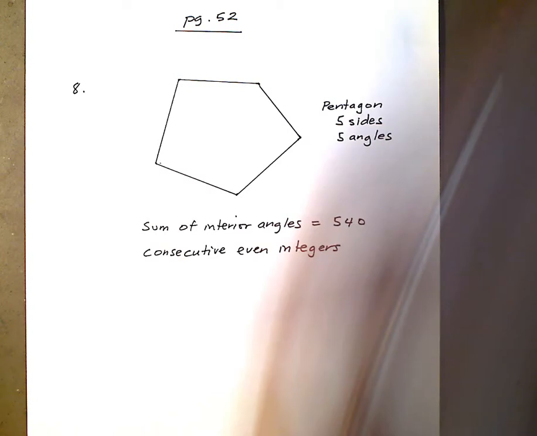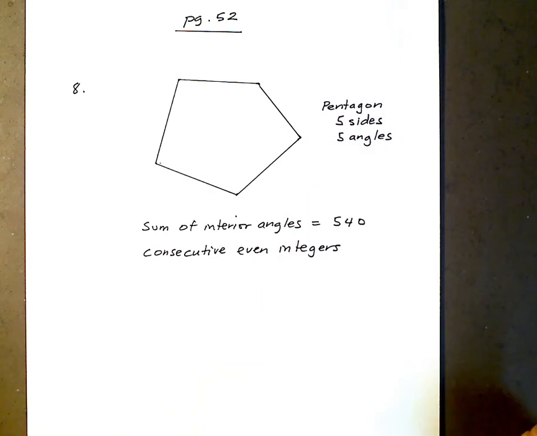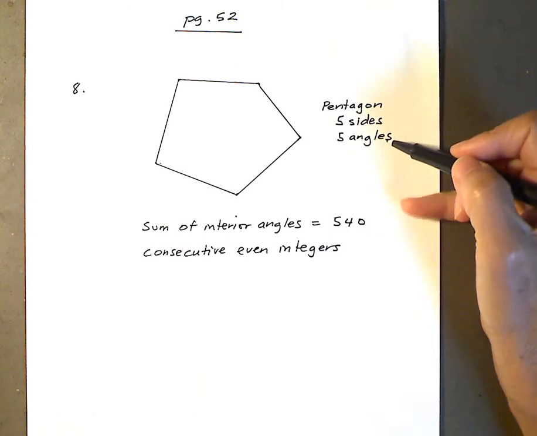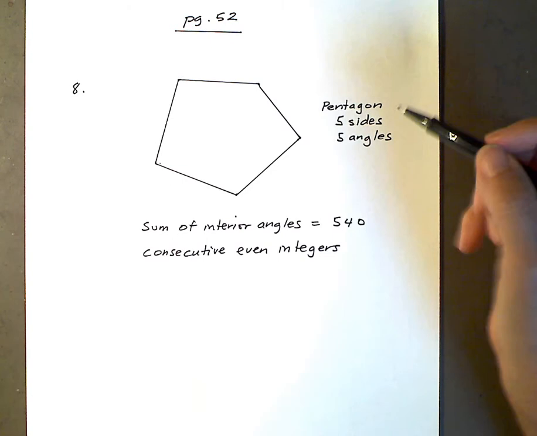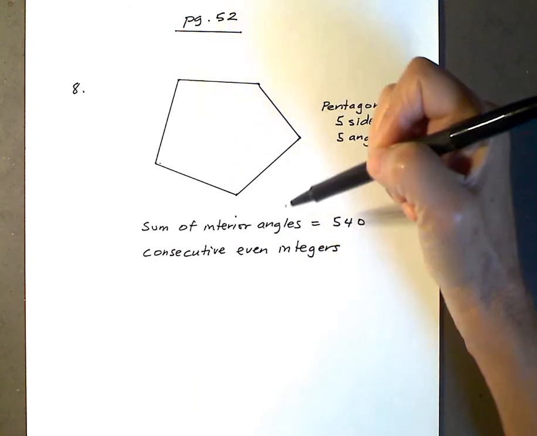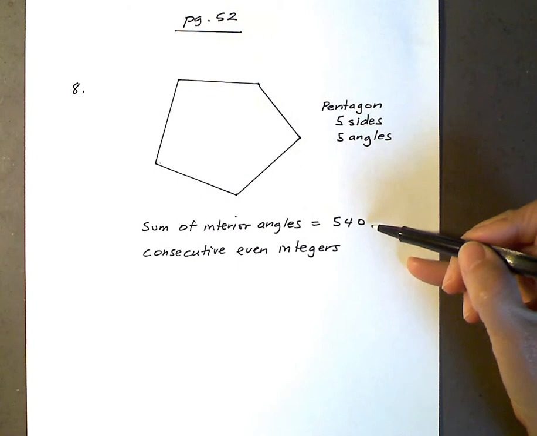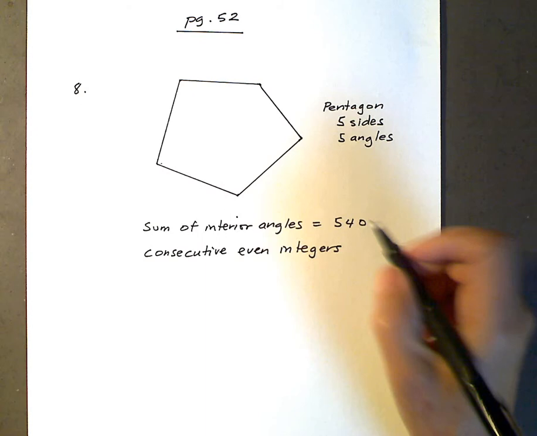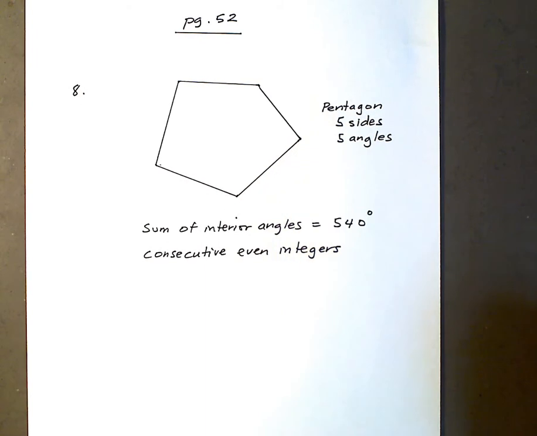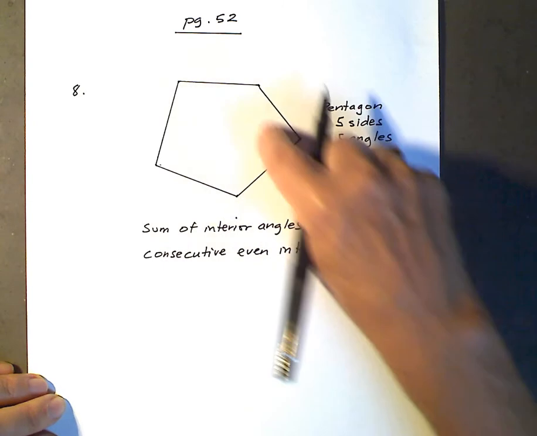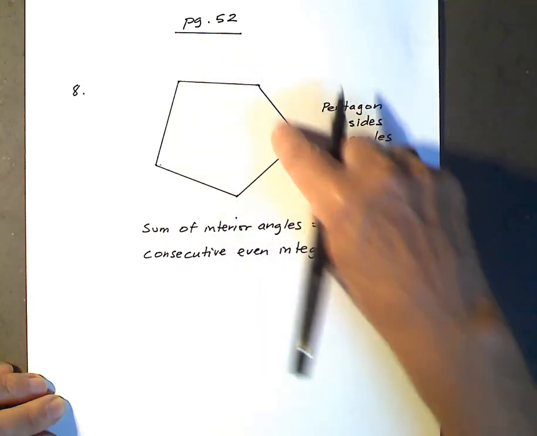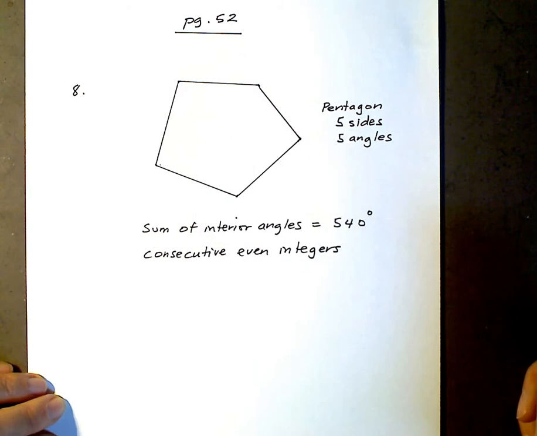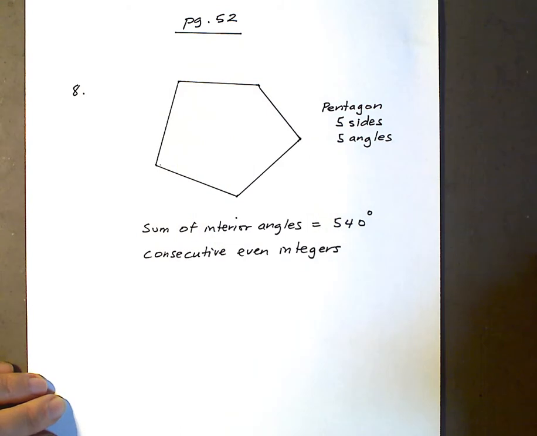All right, this is number 8 on page 52, and this is a problem where we have a pentagon. A pentagon has 5 sides and 5 angles, and we're told that the angle measures are consecutive even integers, and we know from geometry that the sum of the interior angles of a pentagon is 540 degrees, and we're also told that in the problem. So the sum of the angles, we just add up some expressions that represent each of these angles, is 540, and we're supposed to find the measure of the largest angle.